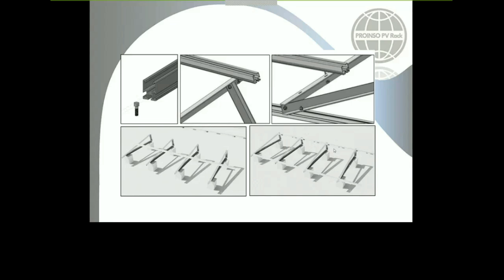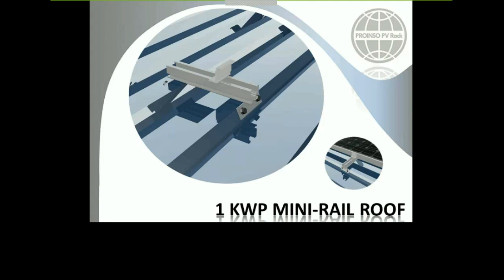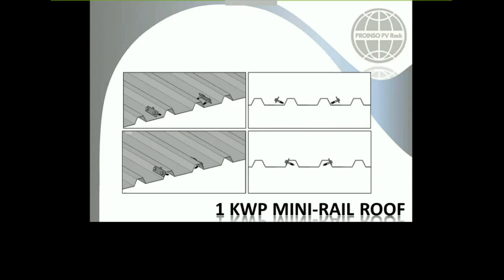The next step would obviously be to put the clamps on. The mini rail, my favorite one. I think everyone should choose this one. It's the most simple one. You don't have to take into consideration any substructure, and everything comes in the box. So for me, it's the easiest one.